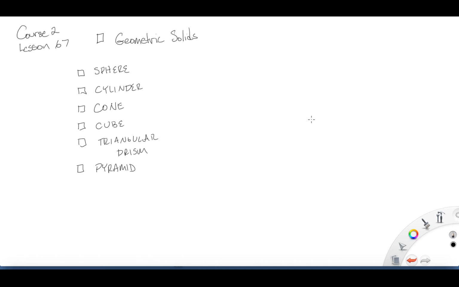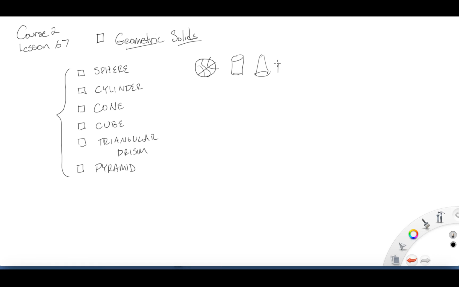Saxon Math Course 2. We're in Lesson 67 today, and we're dealing with geometric solids. In this lesson, we are basically going to look at these solids specifically. There are several here. You know what a sphere is. It's basically like a basketball, or something like that. A cylinder would be like a can, right? A cone, which you also have seen.